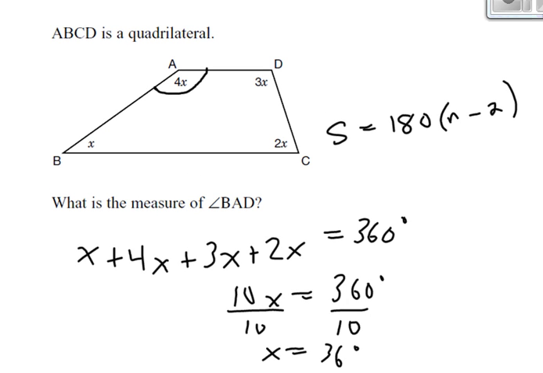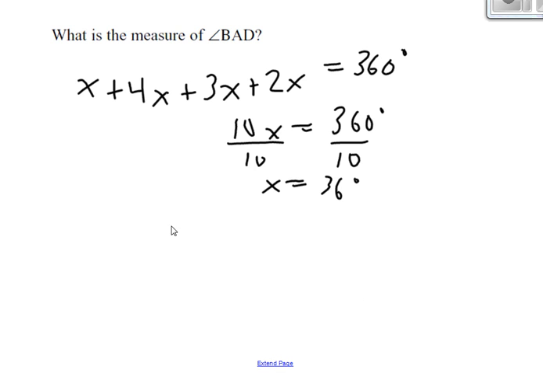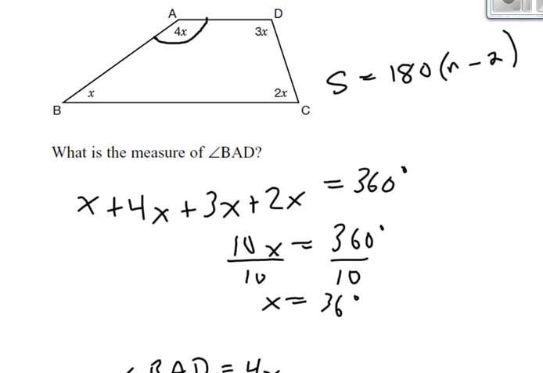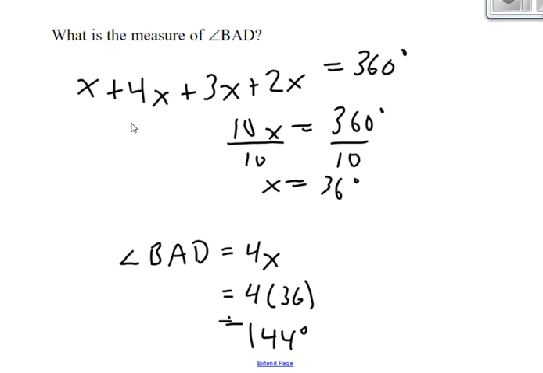So angle BAD is 4x. So therefore it's 4 times 36. So now I can tell you that the measure of that angle is 144 degrees. So a pretty straightforward question, and you'll notice that it's a question that involves not just your knowledge of geometric properties, but also your ability to collect like terms and solve for an unknown.